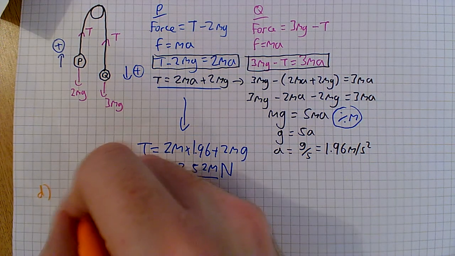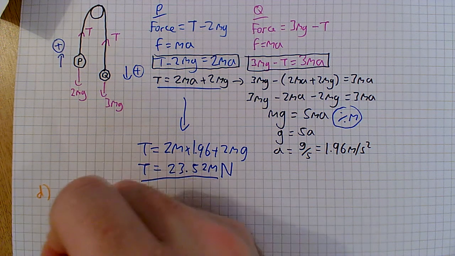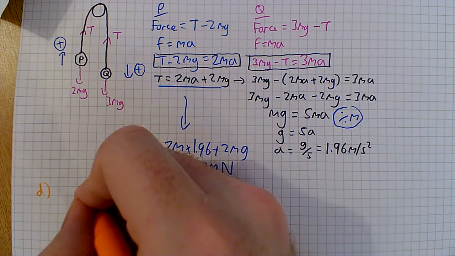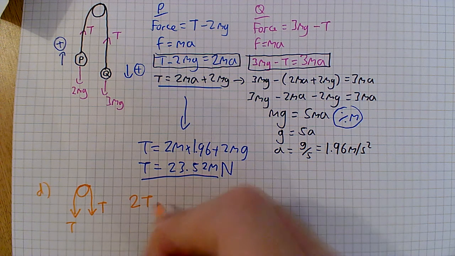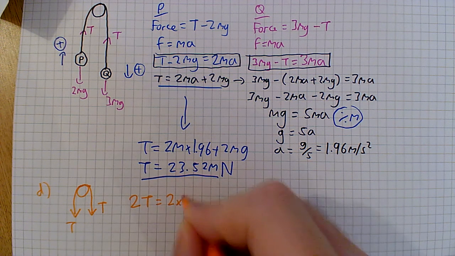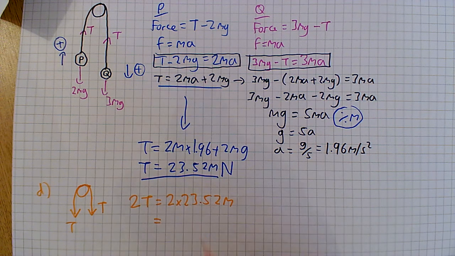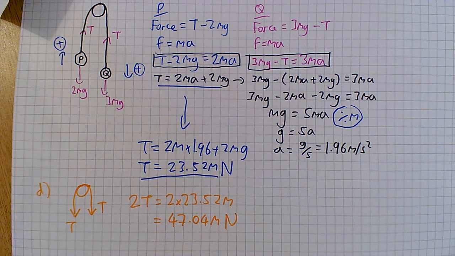So the pulley, if we just think about the pulley and forget about the objects, is experiencing 2 tension forces, right? The tension from each side of the rope. So the overall force experienced by the pulley will be 2T. And we just worked out that T is 23.52 M. So the pulley will end up with 47.04 M newtons pulling down on it.